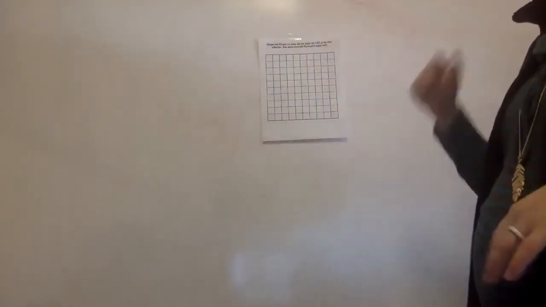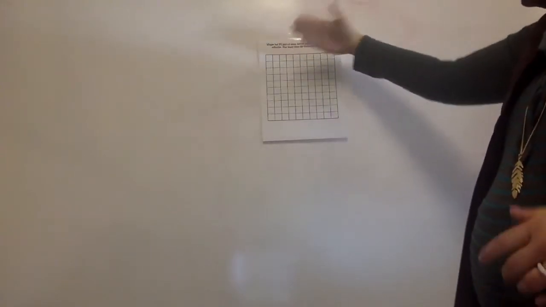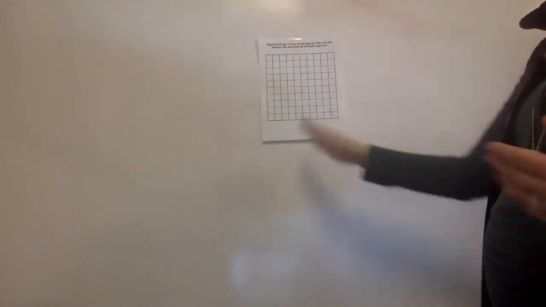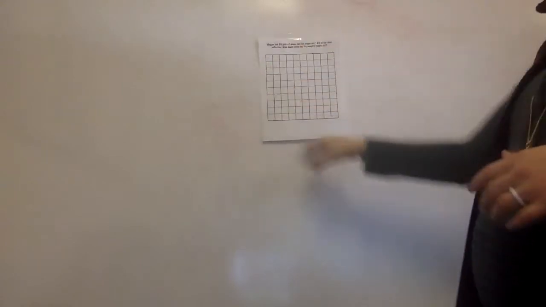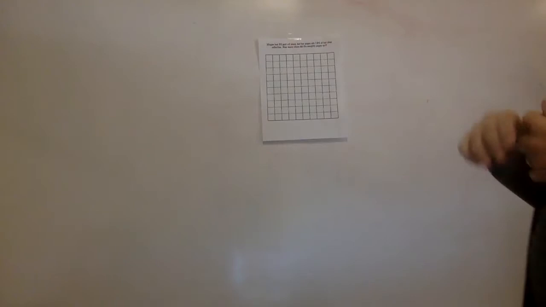So this is a hundreds grid. What a hundreds grid does is it shows 100 little squares in 10 rows. So 10 rows of 10 squares each, or 10 columns of 10 squares each. Altogether there's 100 little squares there. We're going to try and use this hundreds grid to model the problem.